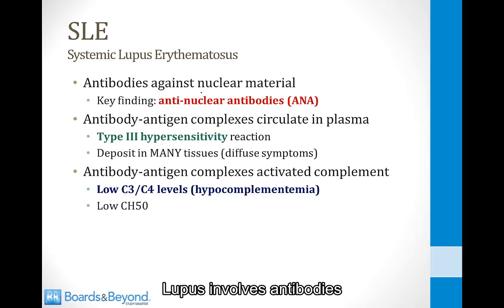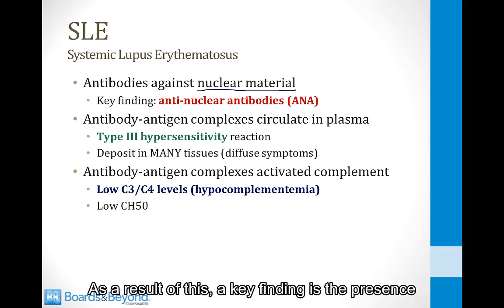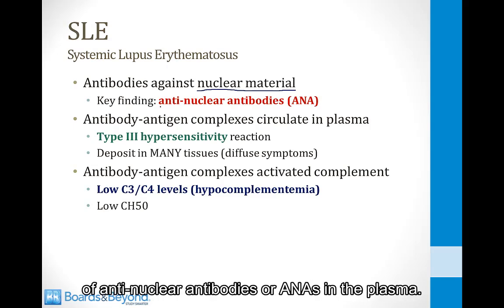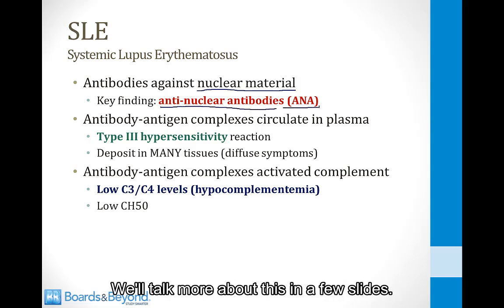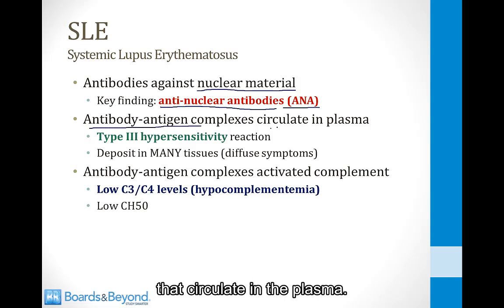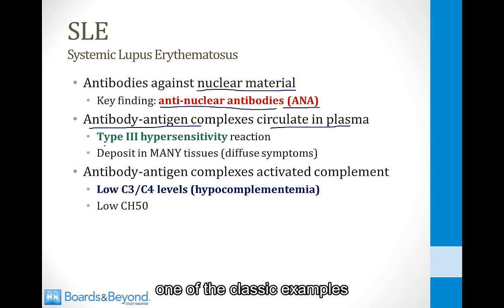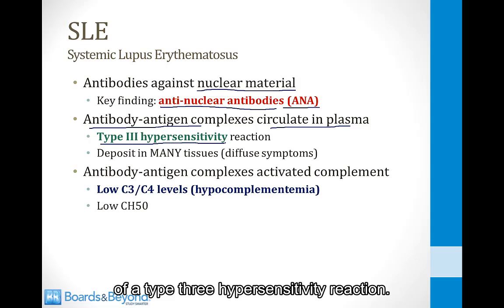Lupus involves antibodies that form against nuclear material inside of cells. As a result of this, a key finding is the presence of anti-nuclear antibodies, or ANAs, in the plasma. We'll talk more about this in a few slides. Once these anti-nuclear antibodies form, they bind and form antibody-antigen complexes that circulate in the plasma. For this reason, lupus is often considered one of the classic examples of a type 3 hypersensitivity reaction.